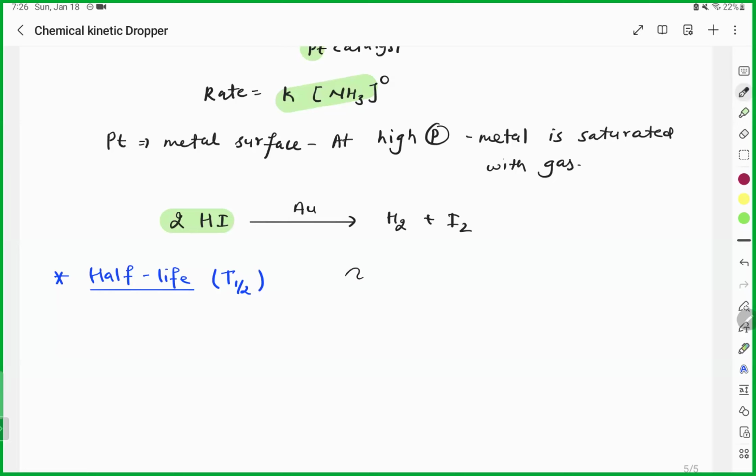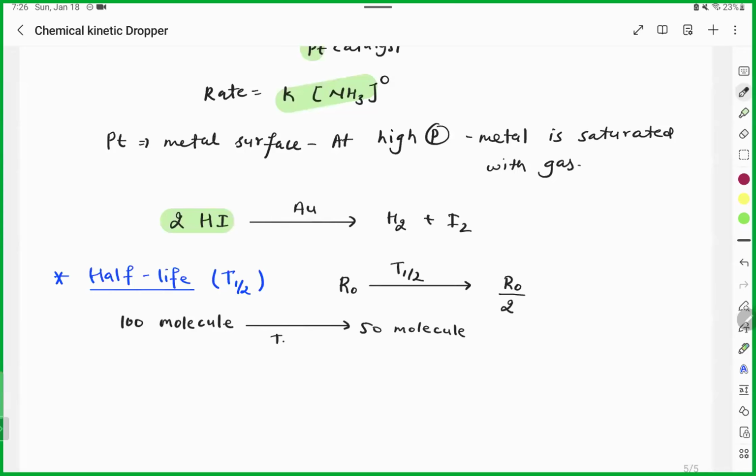Example, you took R naught as the initial concentration. How much time will it take for it to become R naught by 2? Whatever time is taken for this process will be the half lifetime. Example, if you have 100 molecules of A as a reactant, how much time will it take until only 50 molecules remain? That will be the half lifetime.